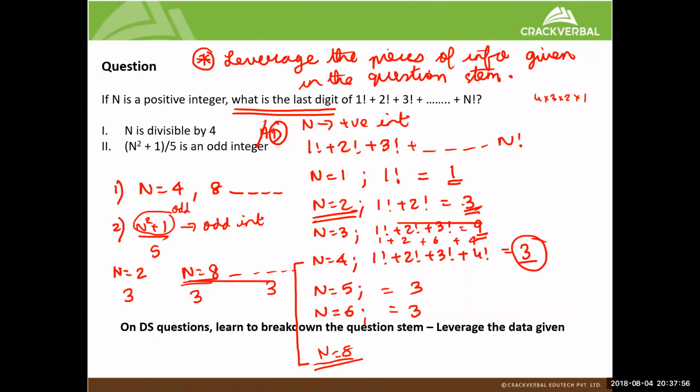What I did with the analysis was this. I know for n square plus 1 divided by 5 to give me an odd integer, n square plus 1 has to be odd. And for n square plus 1 to be odd, n square has to be even, because even plus odd only can give me an odd. So I'm only going to think about plugging in even values for n. The first even value I plugged in for n was n equal to 2, because it clearly satisfies that statement.